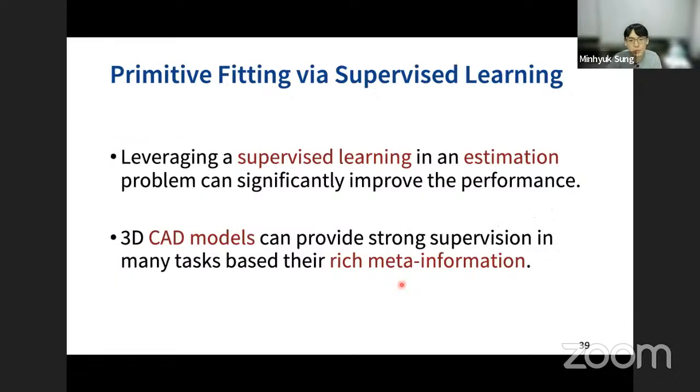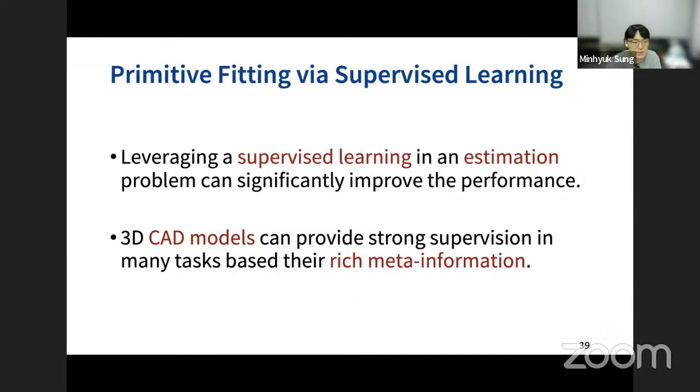So here we show how supervised learning can be leveraged to solve an estimation problem, fitting primitives to a point cloud, to improve the performance. And we also show that 3D CAD models can be used to provide extra supervision, which is especially useful in this case to make the problem much easier. So this was the first part. Do we have any questions for this first part?